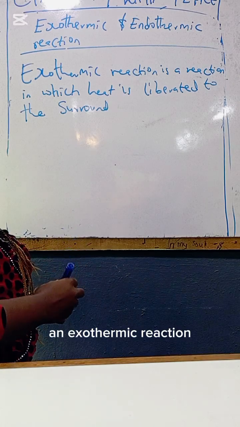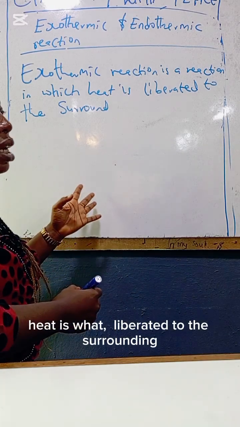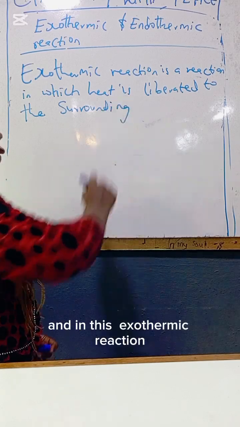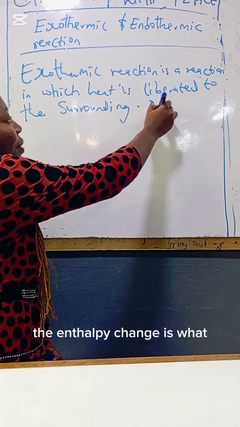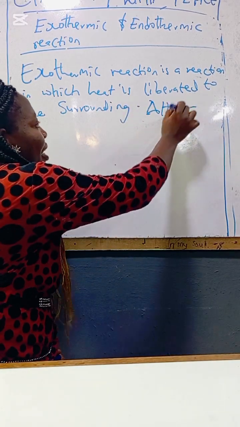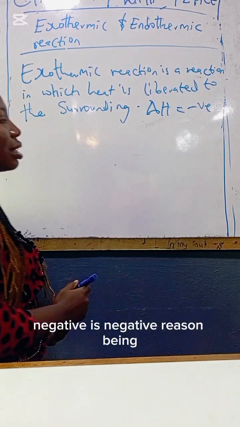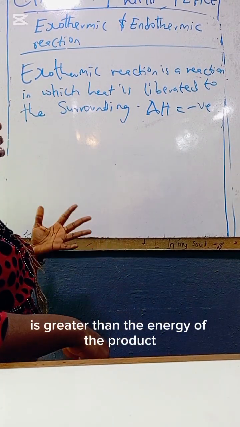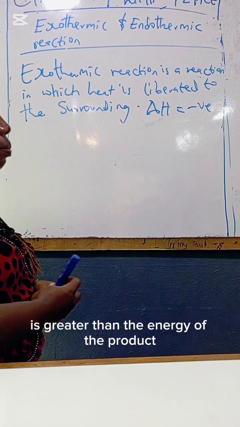In an exothermic reaction, heat is what? Liberated to the surrounding. And in this exothermic reaction, the enthalpy change is what? Negative. It's negative. The reason being that the energy of the reactant is greater than the energy of the product.